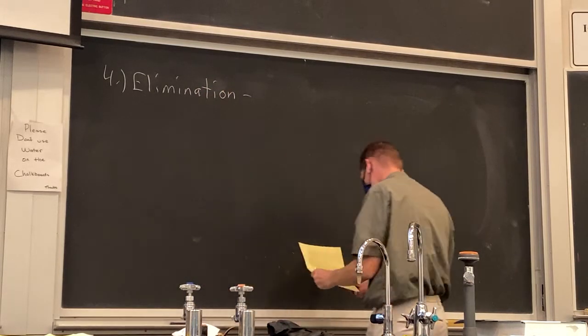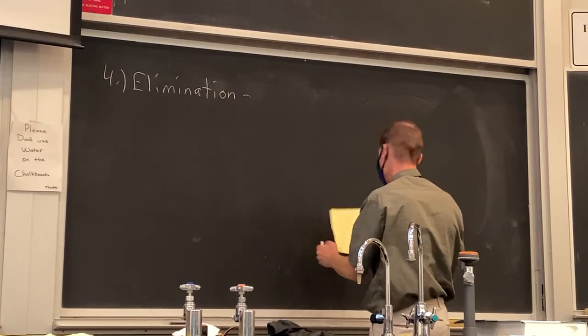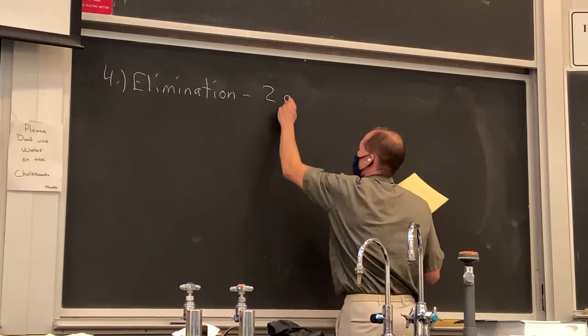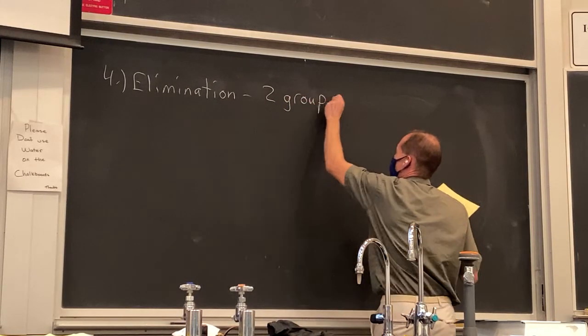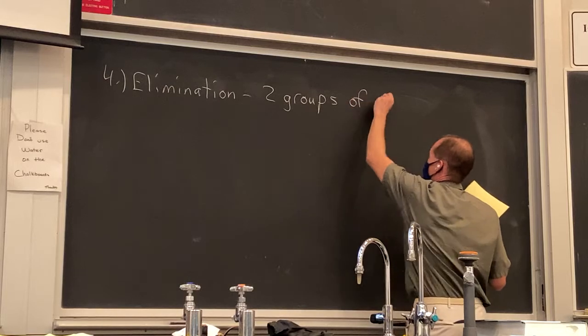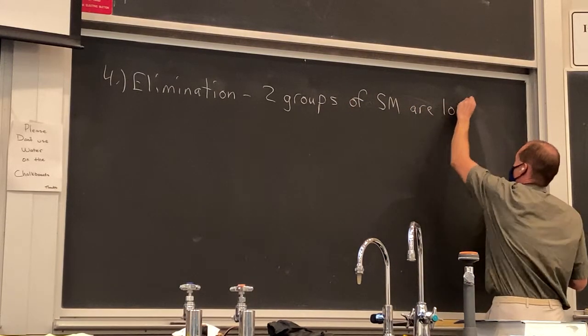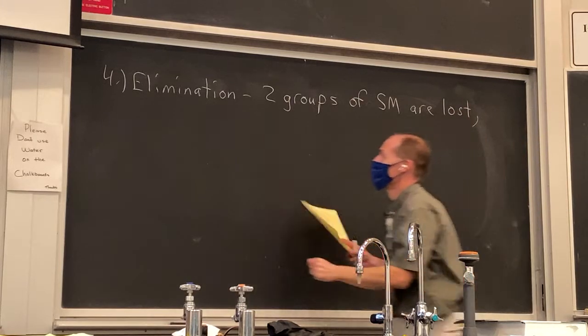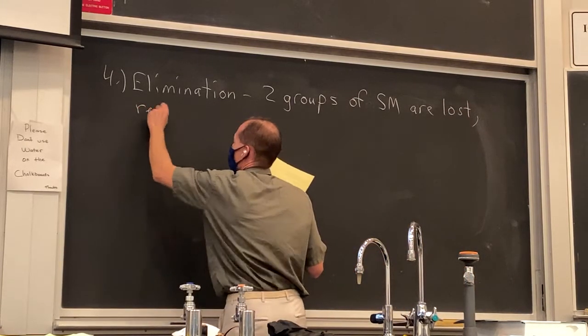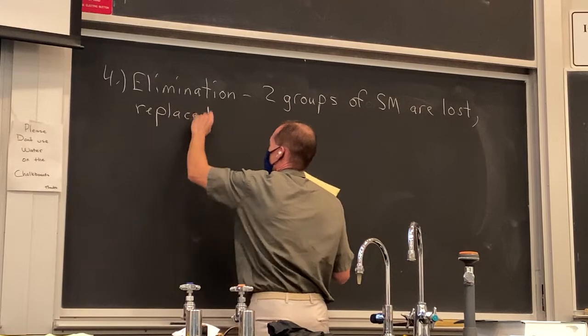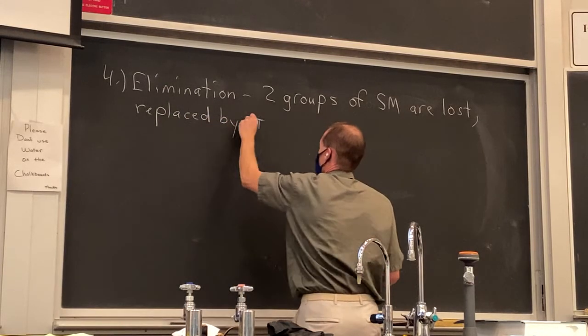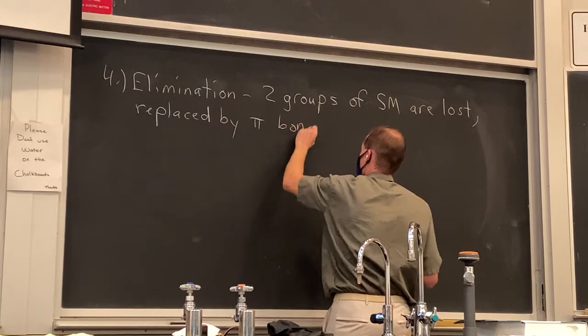So in an elimination, two groups that are present on the starting material are lost and they're replaced by a pi bond.